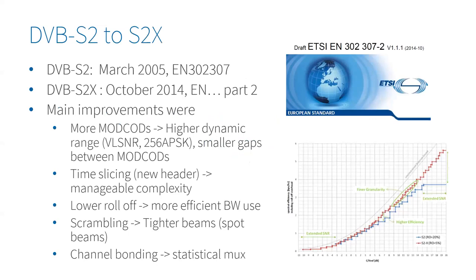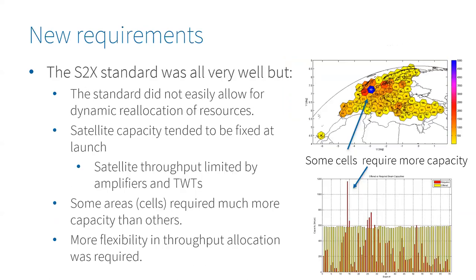DVB-S2 to DVB-S2X. Well, DVB-S2, the adventure started basically in March 2005 with the publication of the first specification. It was updated in October 2014, mainly to enable the efficient use of Ka band transponders, where we modified the standard to increase the number of mod codes, provide very low SNR, so lower carrier-to-noise ratio possibilities, higher efficiencies with up to 256 APSK, time slicing, a number of roll-offs, scrambling to enable tighter beams, and some channel bonding for improvements in statistical multiplexing. We thought we did a good job, we did.